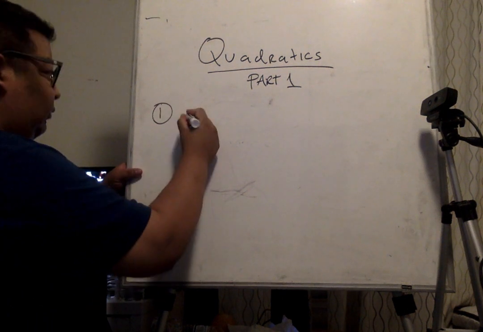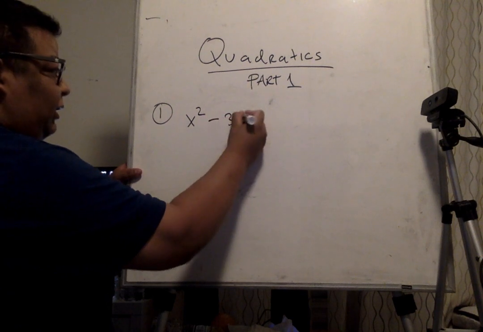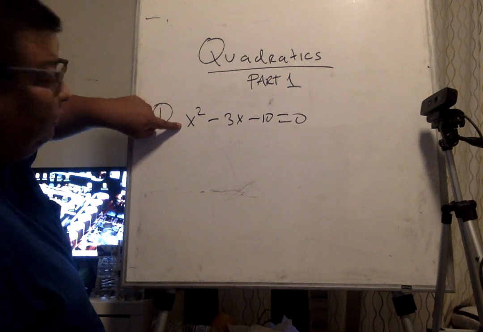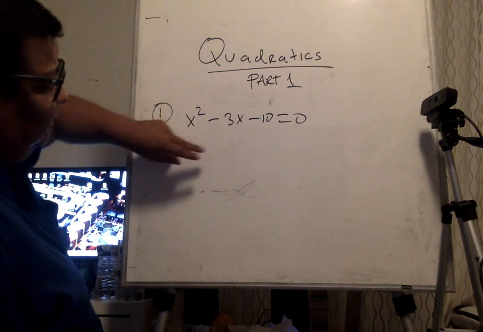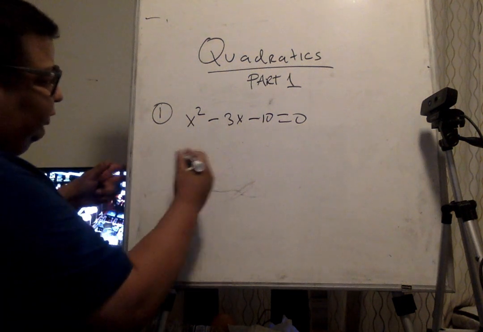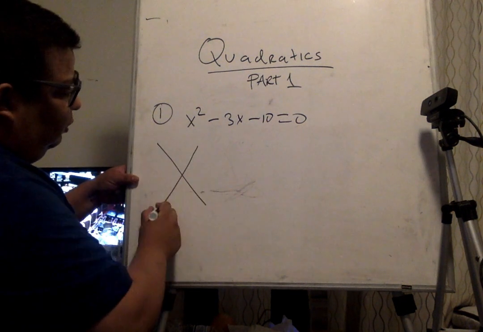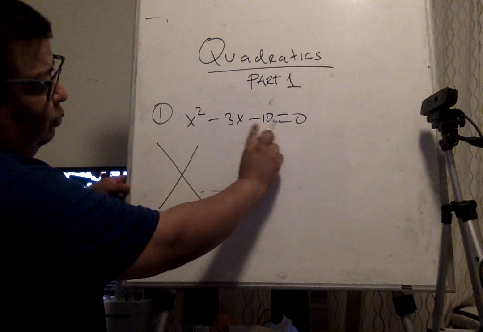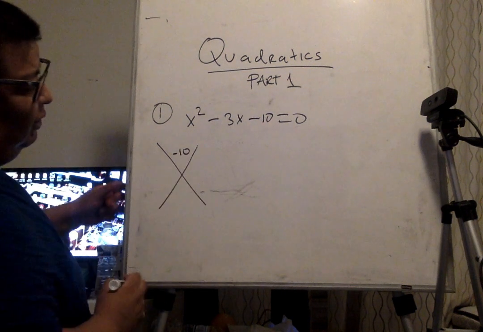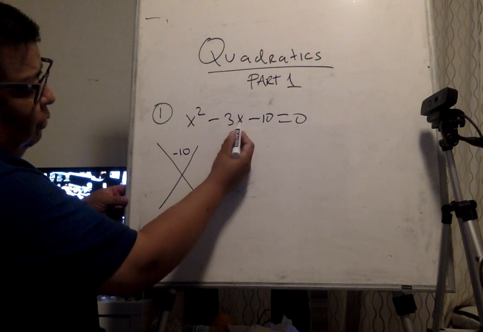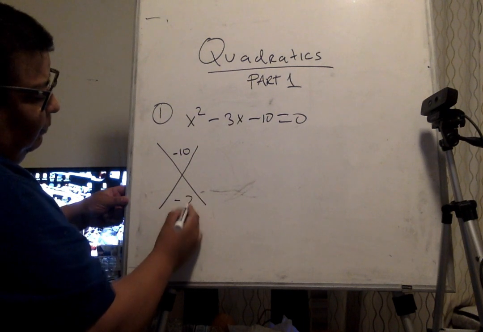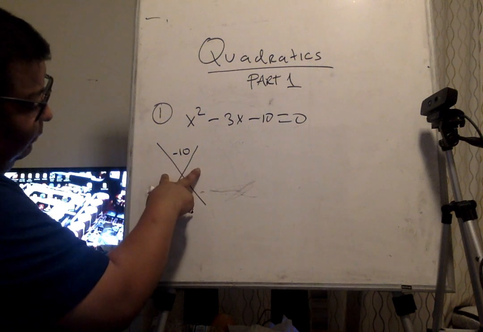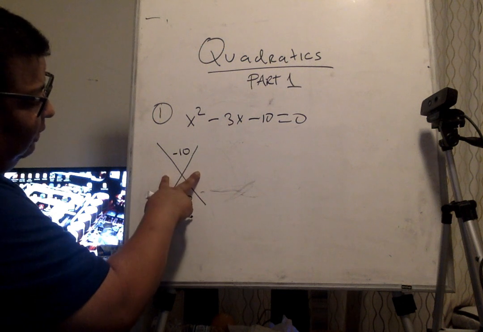Problem number 1. X squared minus 3x minus 10 equals 0. Notice the coefficient of x squared is 1. So that's what we want. We want a quadratic like this to solve by the following method, factoring. So what we do is we draw an x, we put the constant coefficient, the last coefficient with its sign, on top, so negative 10 goes on top, and the middle coefficient, the one with the x term, we put on the bottom. Now our task is to find two numbers that when you add them give you negative 3, and when you multiply them give you negative 10.